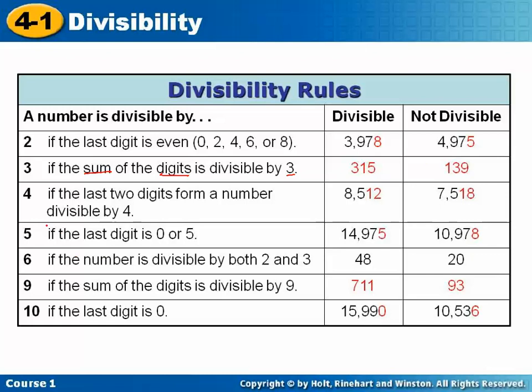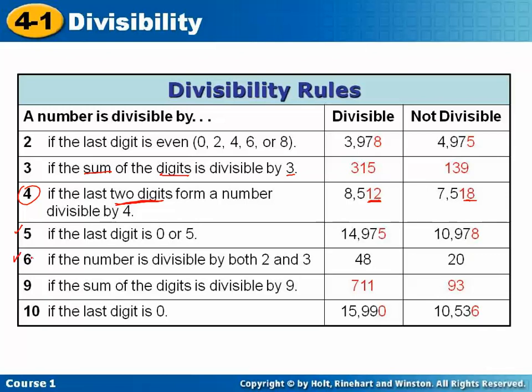Cool. All right, how do you know 4 goes into something? Well, now we look at the last 2 digits. So going over here, 8,512. Would 4 go into that number? Yes, absolutely, because 4 goes into 12. This one, I don't think so, because 4 doesn't go into 18. Okay, 5 is easy. We know that one, right? Ends in a 0 or 5. Don't need to cover that.